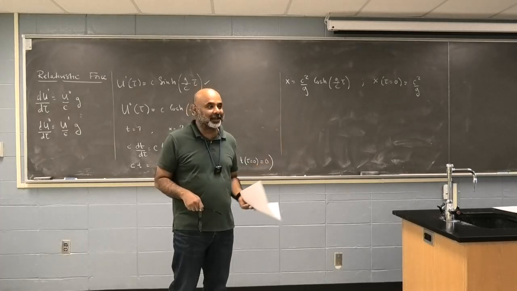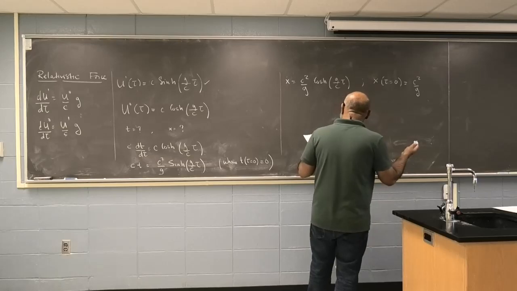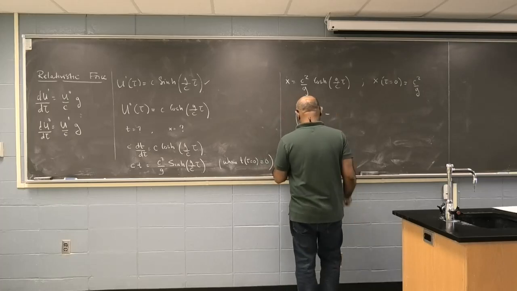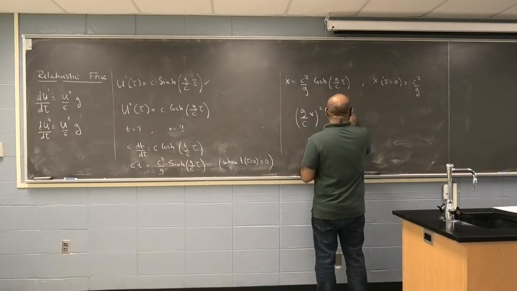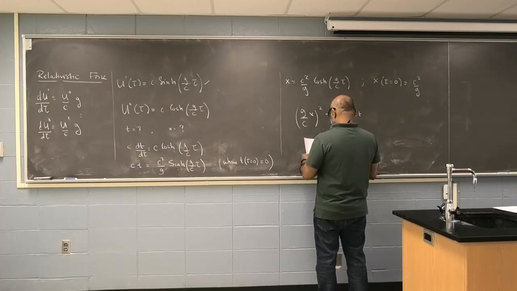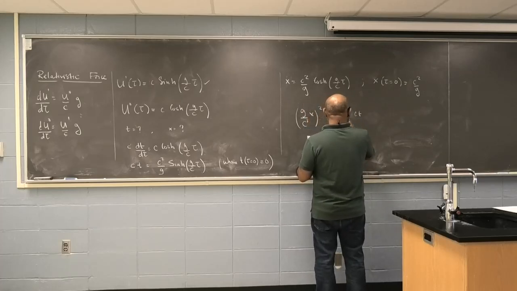But my handy dandy notes. So it turns out it's cosh squared minus sinh squared, and therefore g over c x squared minus g over c squared. Oh, I wonder if that's a mistake. Oh, no, c squared. C squared.